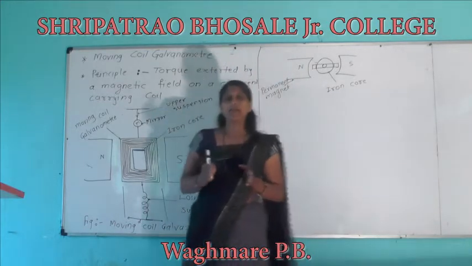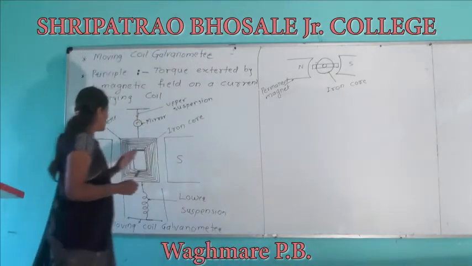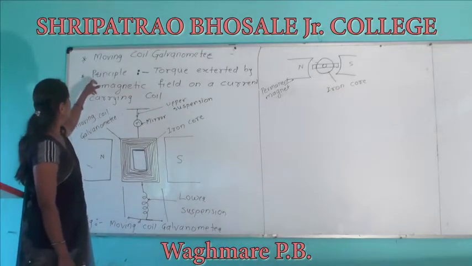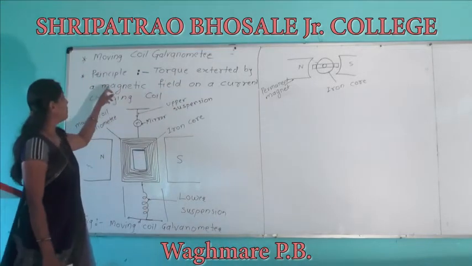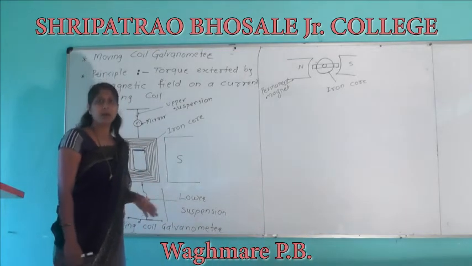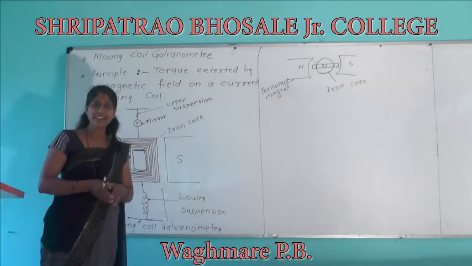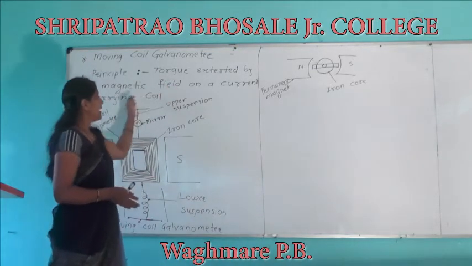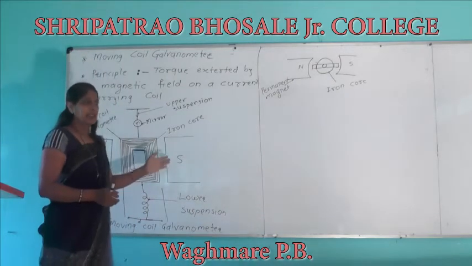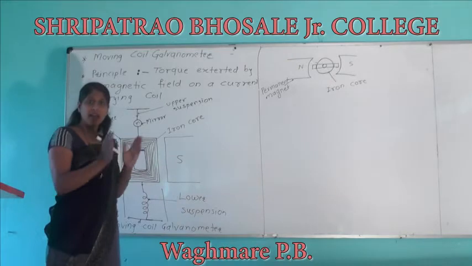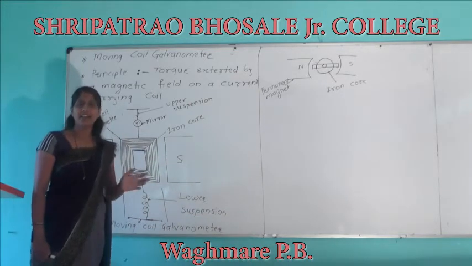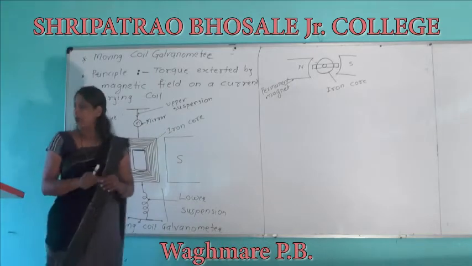There are the suspended type galvanometer and the pivoted type galvanometer. Here the suspended type galvanometer is shown. Now what is the principle of the galvanometer? The principle is the torque exerted by a magnetic field on a current carrying coil. In the last lecture we discussed the torque exerted by the magnetic field on a current carrying coil, and that principle is used to construct the galvanometer. We discussed what torque means and how this torque rotates the coil when the coil is placed in a magnetic field and current is flowing through the coil.